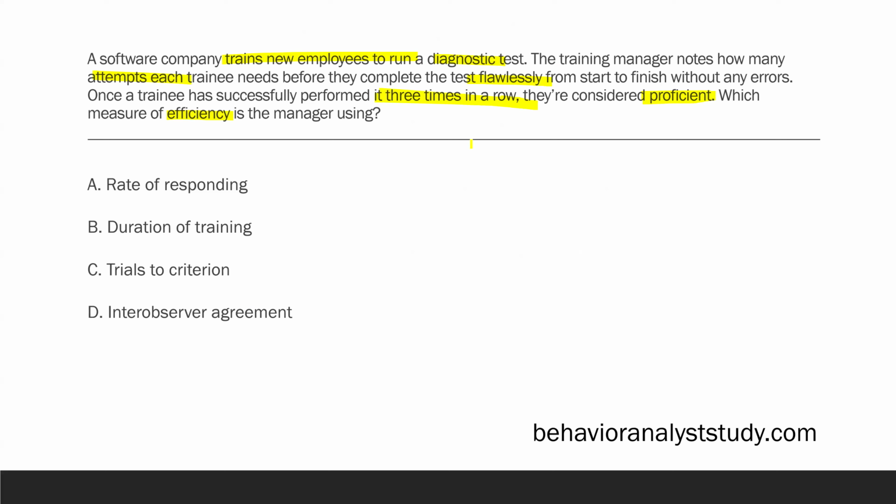Our trials to criterion is going to be how many times the trainee takes to reach 3 times in a row, because that is our criterion. And then D, inter-observer agreement. Of course, is when 2 or more people are measuring the same thing, and then they compare their measurements to see how they compare against each other, see if the data are accurate, if they're valid, if they're reliable, or if something needs to be changed. No inter-observer agreement is happening here, so D is not an option. What the manager is using is trials to criterion. They are trying to figure out how long it's going to take for the trainee to complete this 3 times in a row.